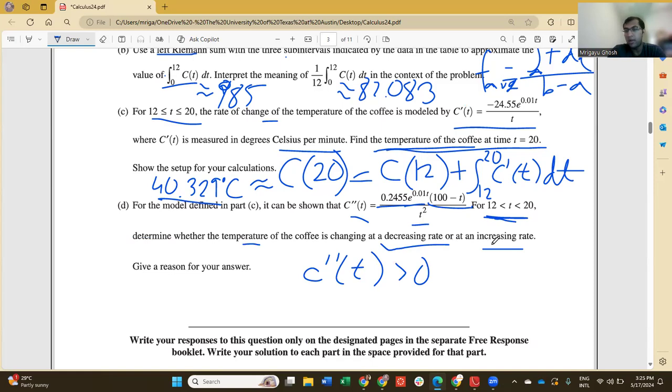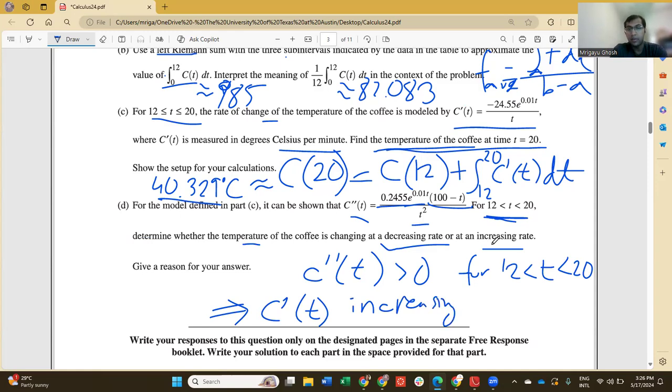And whether I plug in 12, 13, or all the way up to 20, all of that will be positive. So C double prime of t is bigger than 0 for 12 < t < 20. What that means is that C prime of t is, what would that mean? It's increasing, right? So C prime of t is increasing.